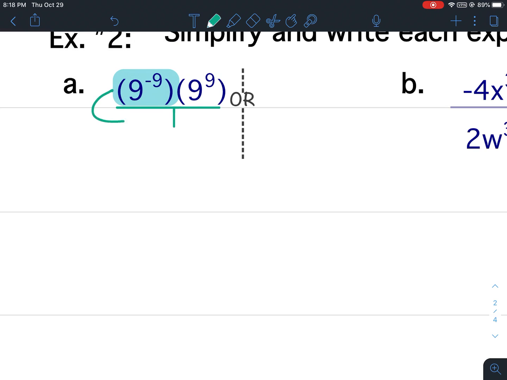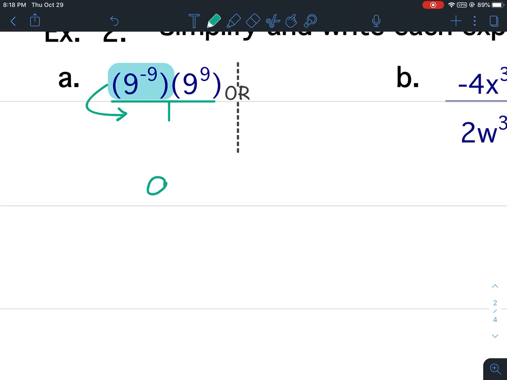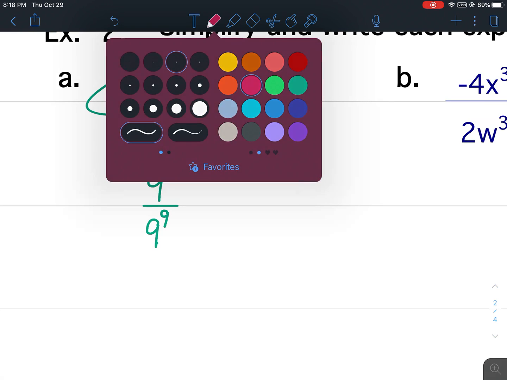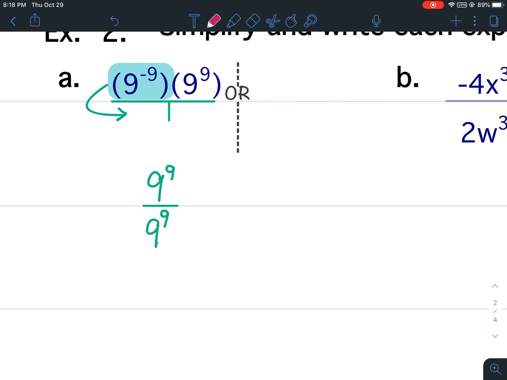So I'm going to move that to the denominator. So that would give me 9 to the 9th in the numerator, because this stays put. And then by moving that to the denominator, it's going to become positive 9 in the denominator. Well, when you've got the exact same thing on top and bottom, they both would cancel out, and you would have 1. So that's one way of doing it.